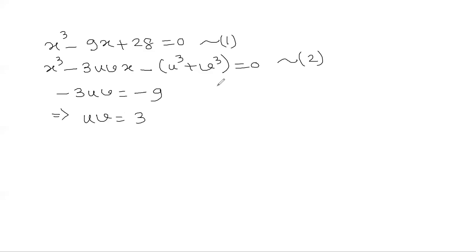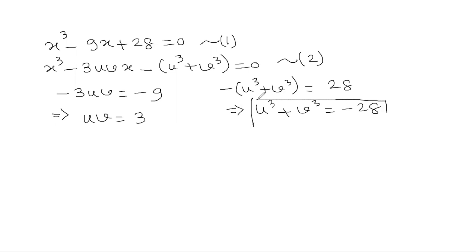Next, if you compare the constant terms, it is minus (u cube plus v cube) equal to 28. So that implies u cube plus v cube is equal to minus 28. So this is what we are getting. Now we'll try to form a quadratic equation whose roots are u cube and v cube, right?